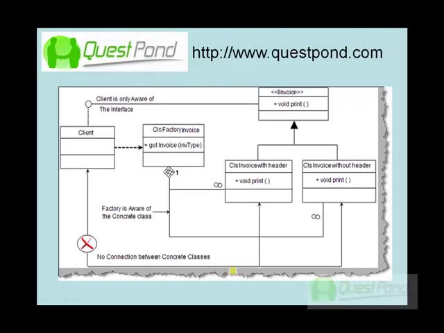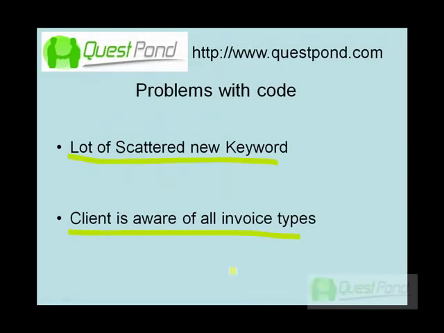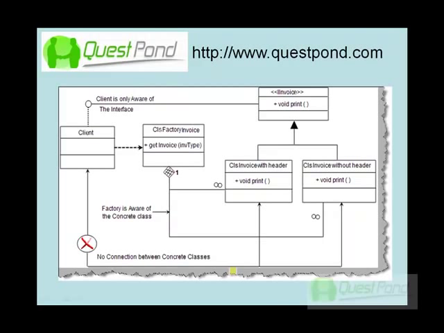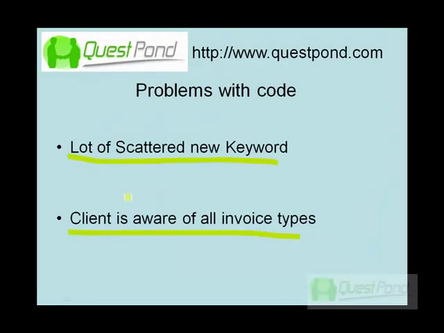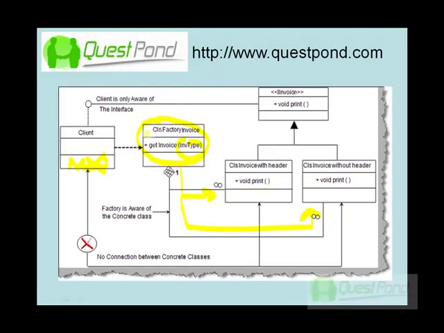So here's the approach of how factory patterns are implemented. The first problem: a lot of scattered new keywords. Let's solve that first. That can be solved by introducing a class CLS factory invoice, and this class takes in an invoice type, and depending on the invoice type, you'll create either CLS invoice with header or CLS invoice without header. With that, all the new keywords are removed from the client. Great. So our first problem is solved by introducing the factory class.